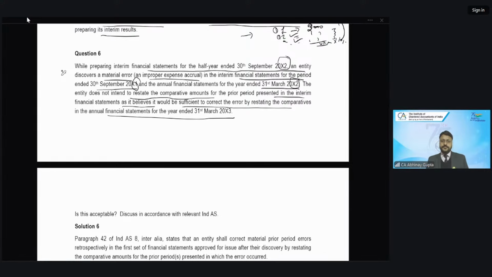What do you think? Are you going to advise the client to correct the error in the half yearly results itself, or you can say no worries, you do it in the annual? And even if you don't want to do it in annual, that is all your choice. We are here to support you. Just pay our fees on time, huh?